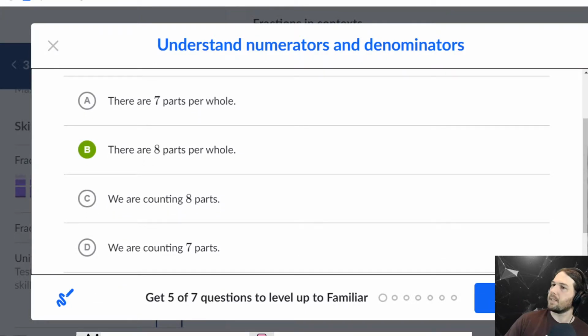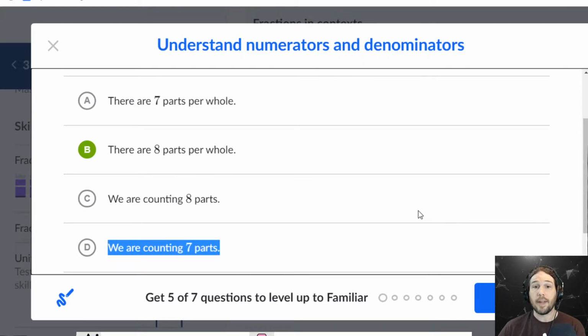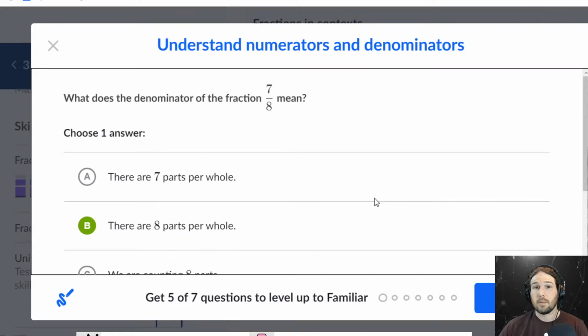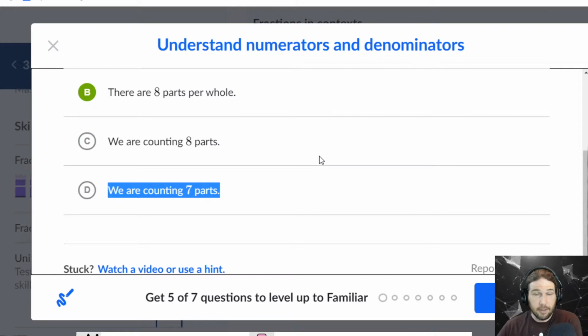I really like this because this follows exactly what I said, right? We are counting 7 parts. There are 7 pieces if we're looking at 7/8. If a pizza is cut into 8 pieces and 7 of them have been gotten rid of, we are counting 7 parts. That's the numerator.